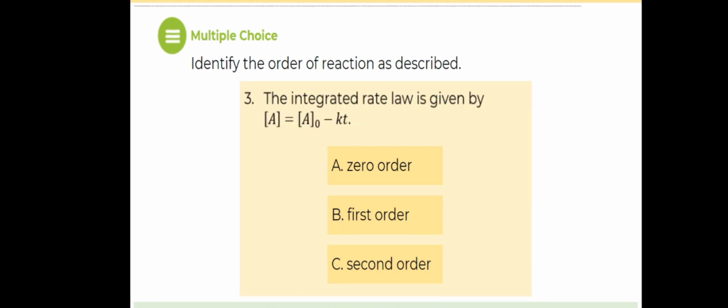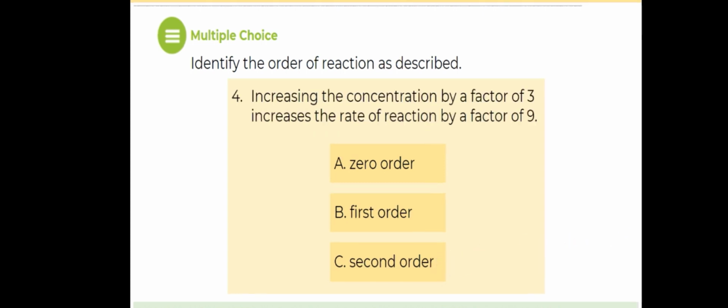Identify the order of reaction as described. The integrated rate law is given by concentration of A equals initial concentration of A minus kt. Identify the order of reaction as described. Increasing the concentration by a factor of 3 increases the rate of reaction by a factor of 9.